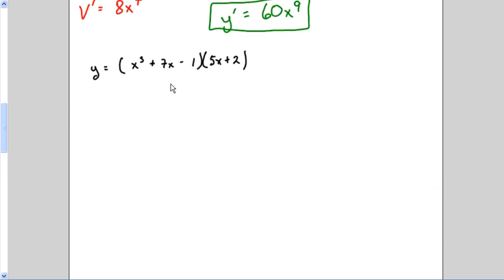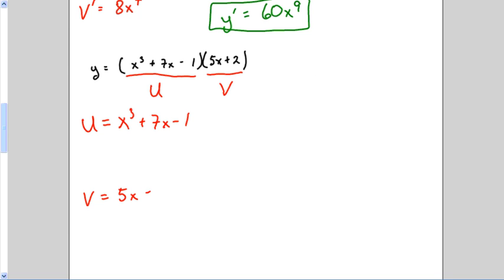Let's take a look at this guy. Again, it looks just like a product rule because you can tell here's a function, here's a function, and we're multiplying them times each other. I'll make this function u and this function v. Could I FOIL this out? Well, yeah, I could FOIL it and turn it into a polynomial, but for the sake of this video, let's do it product rule style. So I'm going to make u x cubed plus 7x minus 1. I'm going to make v equal to 5x plus 2.